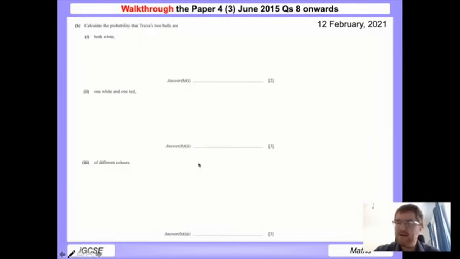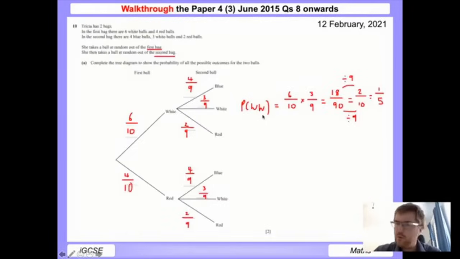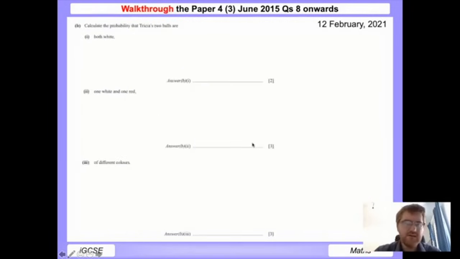But I'll just show you the mark scheme here quickly. So notice if you leave it as 18 over 90 on this exam, or OE or equivalent, that's absolutely fine. You get your 1 method mark for 6/10 times 3/9. That's wrong. It should be 9 here, not 10. So a mistake in the mark scheme, but that's fine. We know what we're doing. 18 out of 90. So we need to write that. So writing the working, 6 over 10 times 3 over 9. That gives you 18 over 90. Notice that's all I need to write.